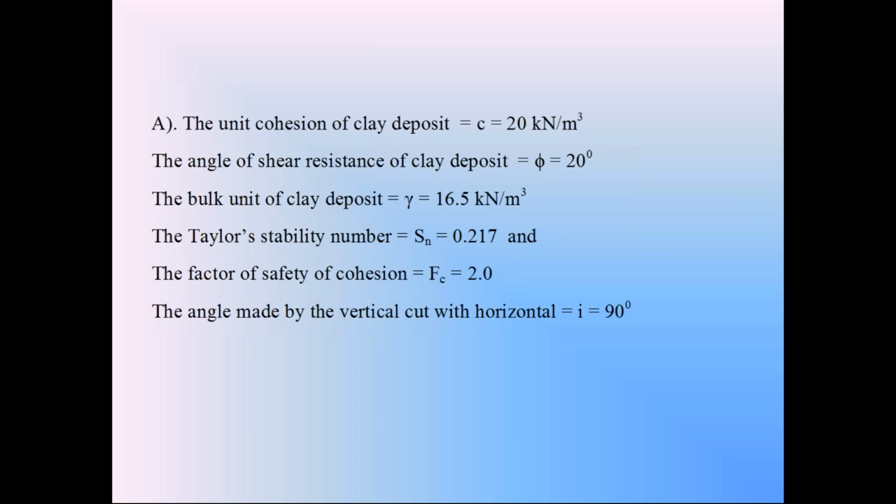That is the unit cohesion of the clay deposit. They are given the angle of shearing resistance of the clay deposit, phi equal to 20 degrees. They are given the bulk unit weight of the clay deposit, 16.5 kilonewton per meter cube. They are given the Taylor stability number 0.217. Again, this Taylor stability number I consider not given in the problem.